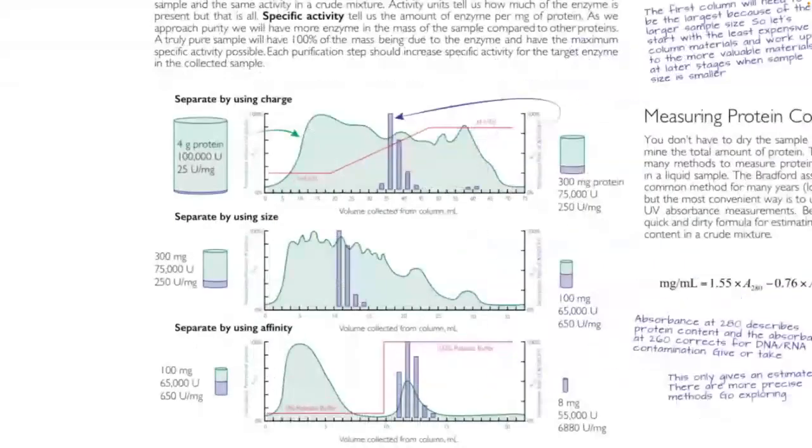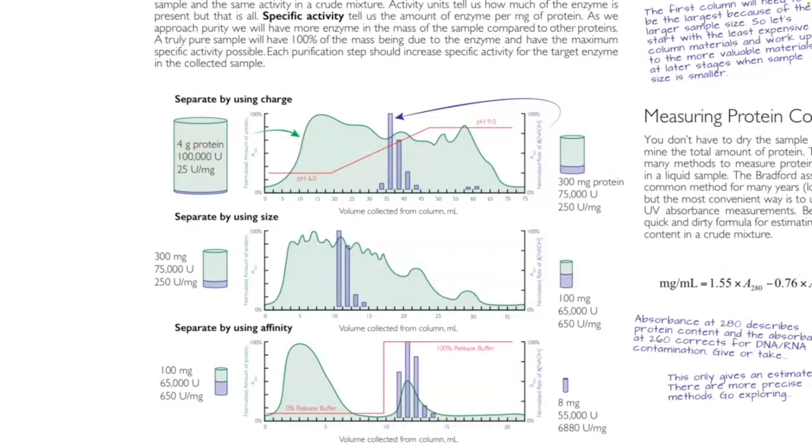I'm starting off with a big mess of protein. I took 1 ton of worms, I ground them up, I ended up with 4 grams of protein, and in there somewhere is the protein that I want to do research on. I check the activity of my sample and I see that there are 100,000 units of activity in this sample. But when you divide that by 4 grams, what you have is 25 international units of activity per milligram. So that's the specific activity for this sample. It has 100,000 units of activity, but not a very high specific activity because it's got a lot of protein.